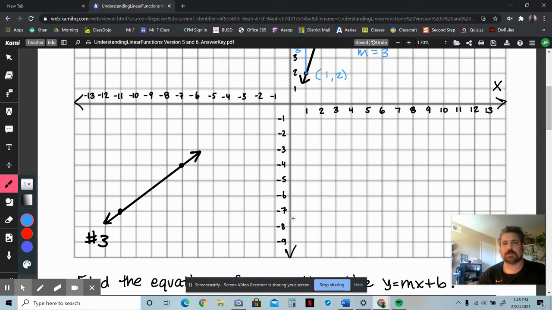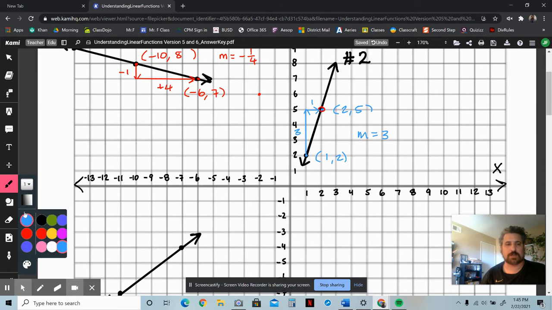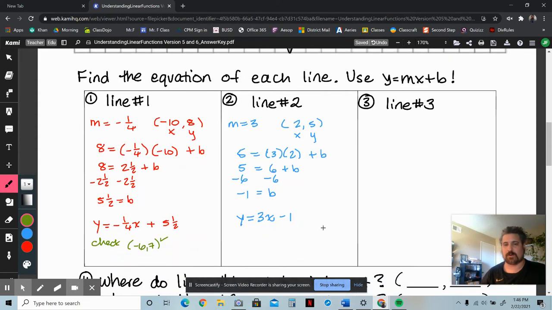We want to check it to make sure that it is reasonable. Our checkpoint is going to be 1, 2. So let's grab our checkpoint of 1, 2, and see if it does in fact work. All right? So check with 1, 2. Let me do that a little nicer for you guys. When you plug in a 1 value for x, do you get a y value of 2? Well, 1 times 3 is 3. 3 minus 1 is in fact 2, so it works. So now I feel very confident that we have the correct equation of that line.